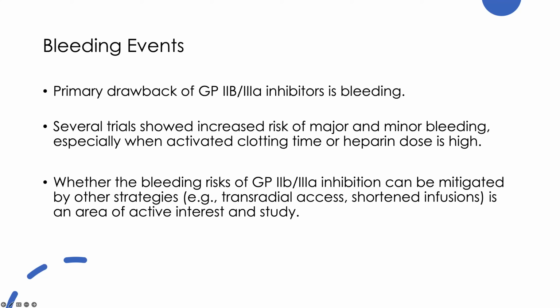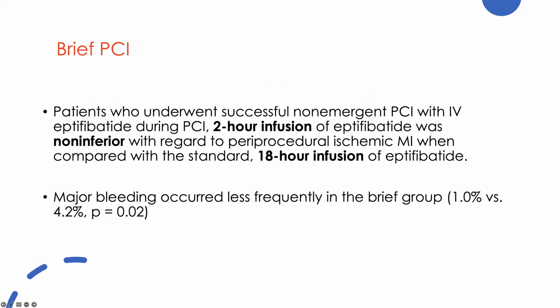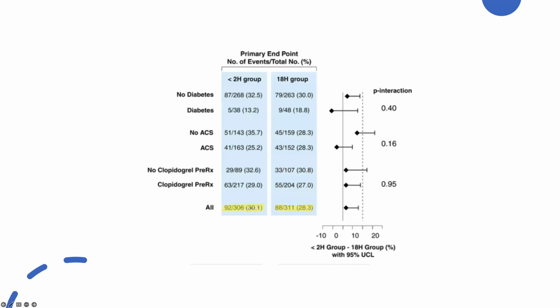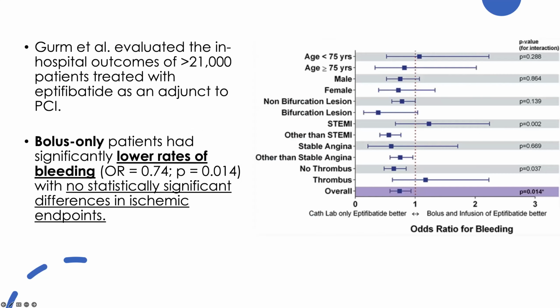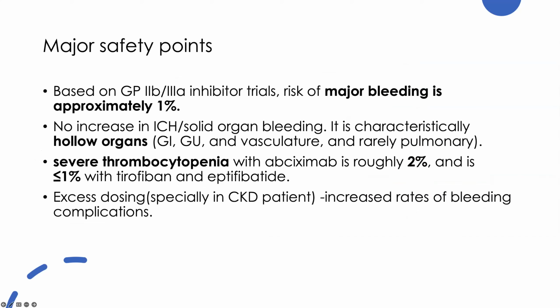So whether the bleeding risk can be mitigated with transradial access and short infusion time, that's something that was actually studied in BRIEF-PCI. Should we do a shorter duration, 2 hours versus 18 hours? And yes, it showed that, okay, you do a shorter duration, not much difference. You actually get lower rates of bleeding and no difference in ischemic endpoints. So maybe we shouldn't give the infusion for so long after.